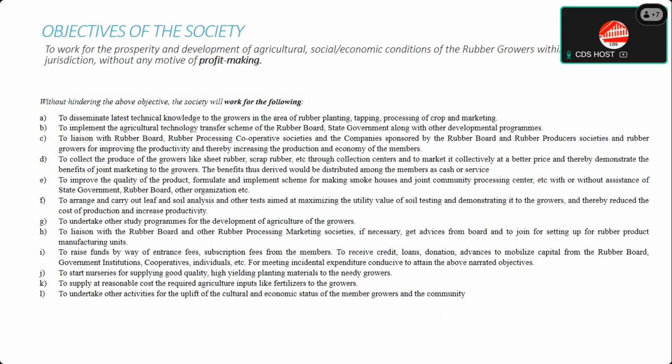Let me take the first one or two of them just to give a sense of what is expected when you are talking about agriculture and socio-economic development. The first goal is to disseminate the latest technical knowledge to the growers in terms of planting, tapping, processing, crop and marketing. The second one is technology transfer schemes of the Board, state government and so on. A number of functions are written over there.